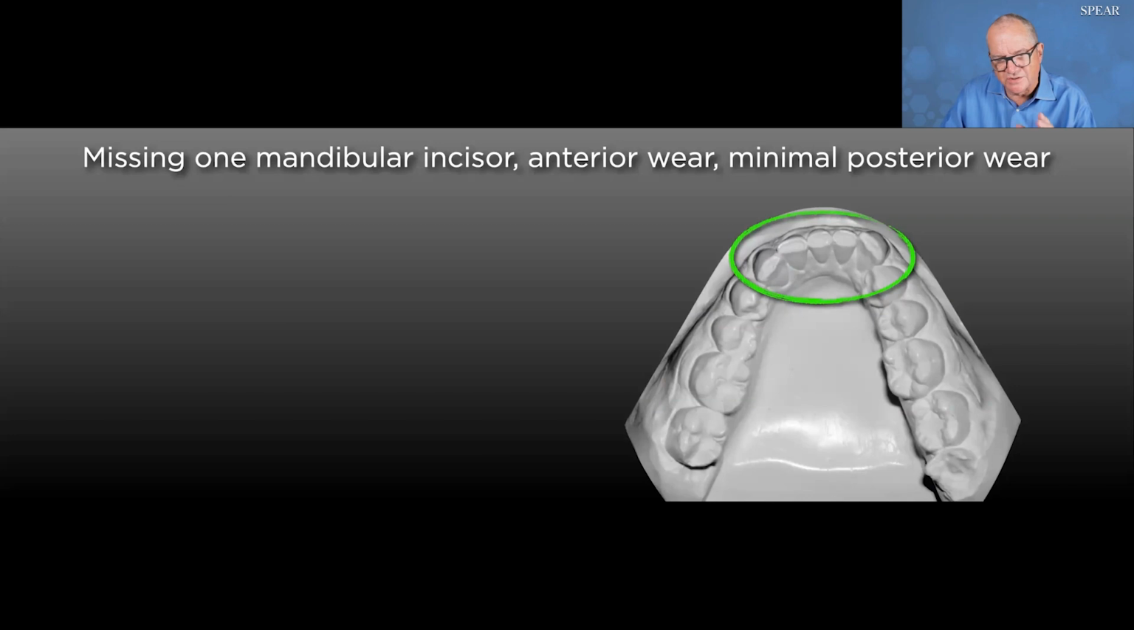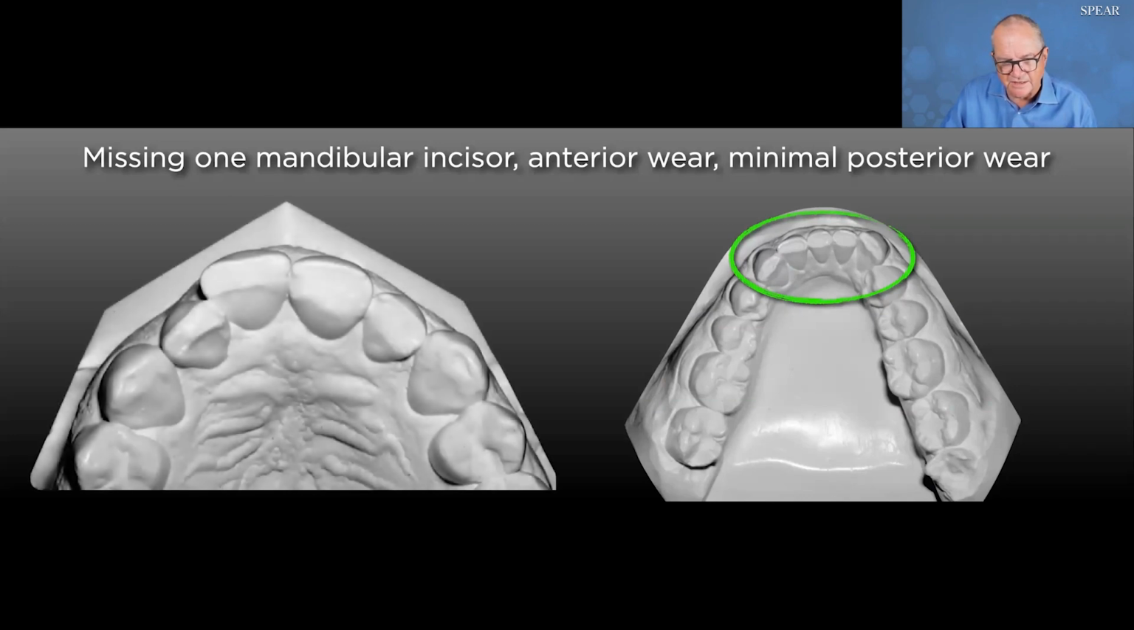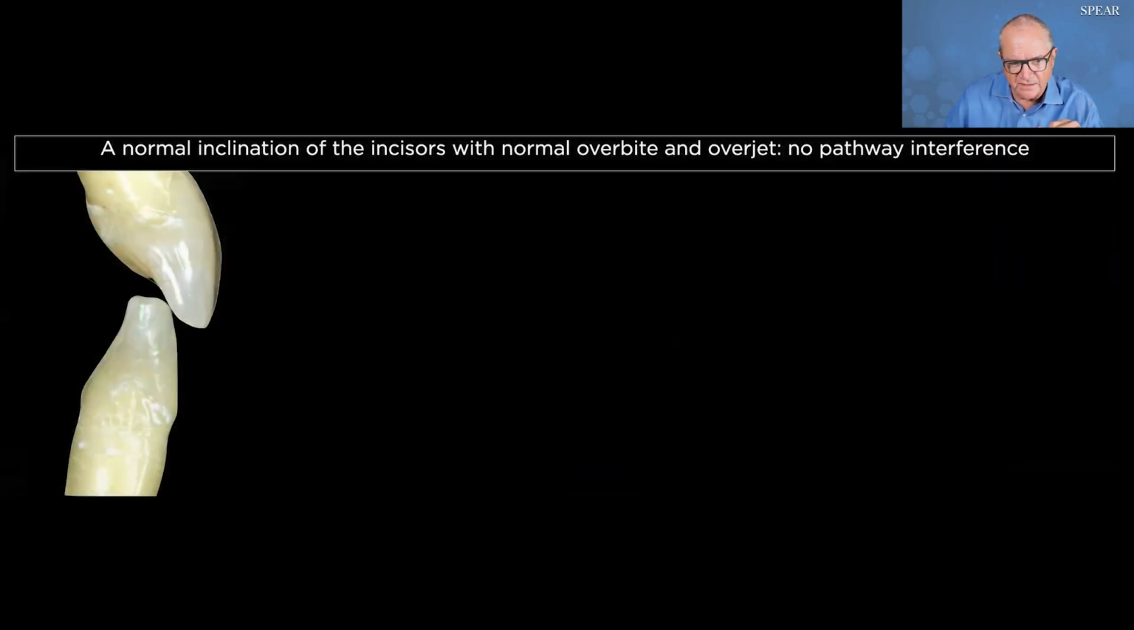But what I want you to notice, his posterior teeth have virtually no wear at all. His wear is only on the anteriors. And he's missing 1 lower incisor. If he had all his lower incisors, he literally would have been full class 3. But because he's missing the 1 lower incisor, he actually is more end-to-end.